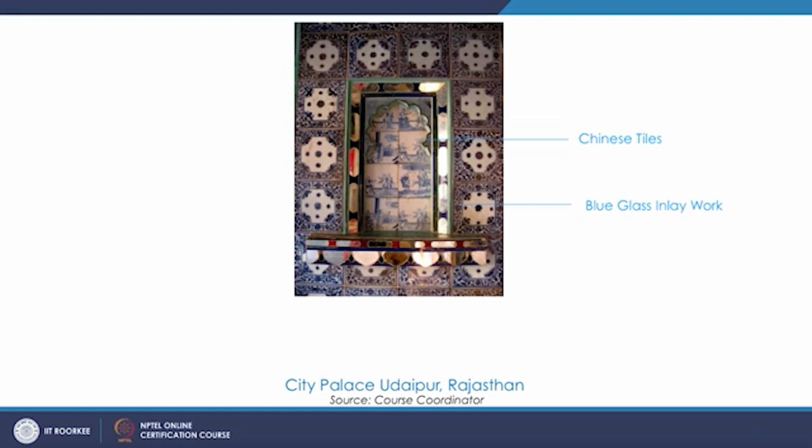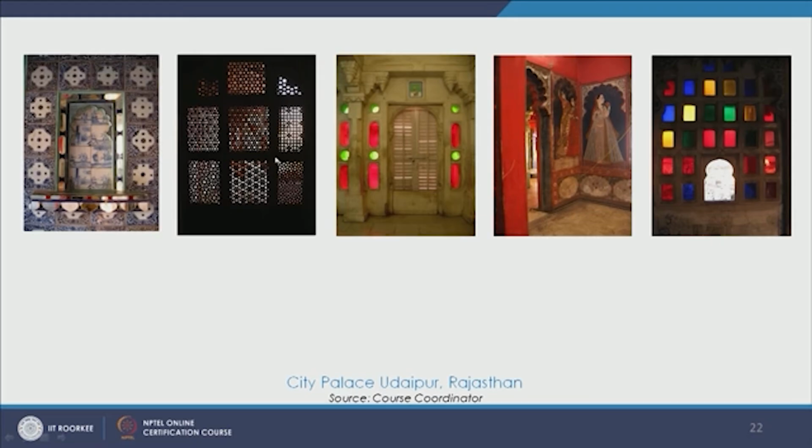Then again the blue glass inlay work, different kinds of geometric motifs that we see in the jali work over here. This is again the colored glass work, some paintings, some original narrative surface finishes. Here again we see the colored glass. From here the entire city is visible. So all these details over here we see.